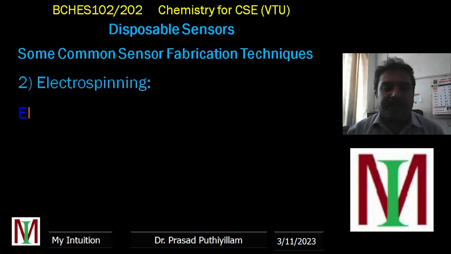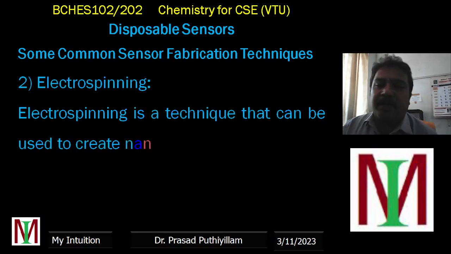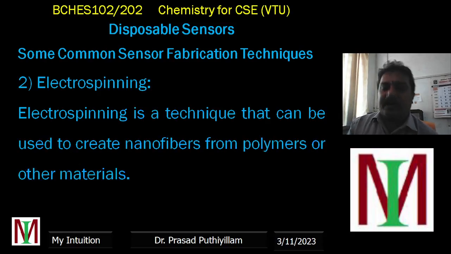Electrospinning, the second method. Electrospinning is a technique which can be used to create nanofibers from polymers or other materials. That means whenever the polymers are formed, it is spun at a very high speed so that it will spray. In the polymer forming stage it will be in liquid state, and suddenly it will be converted into solid state. So it becomes very fine fibers of nano size.